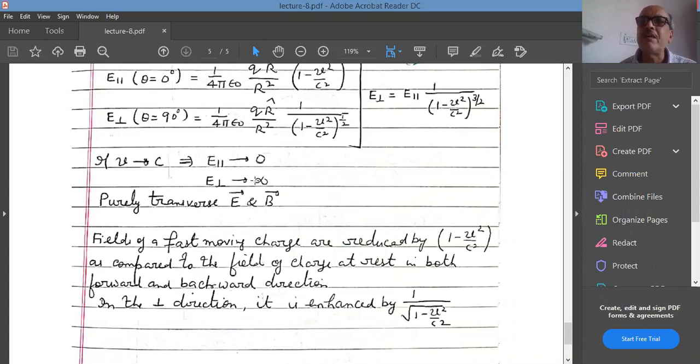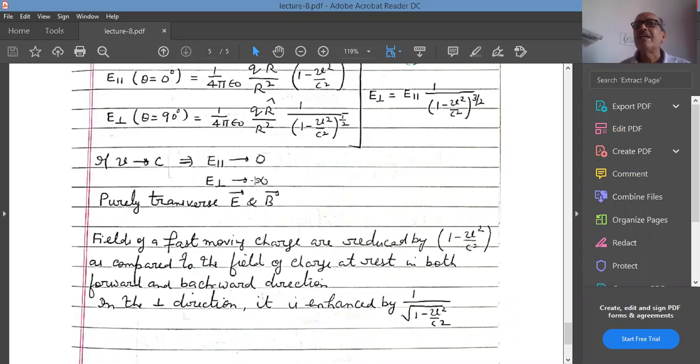To sum up, what we have done is, starting from the electric field and the magnetic field expressions in terms of the retarded position, we wrote them in terms of the present position. The expression in terms of the present position resembles very well the well-known Coulomb's law and the Biot-Savart law, except for the relativistic effect, that is, the factor 1 minus b square upon c square divided by (1 minus b square upon c square sine square theta) to the power 3 by 2.